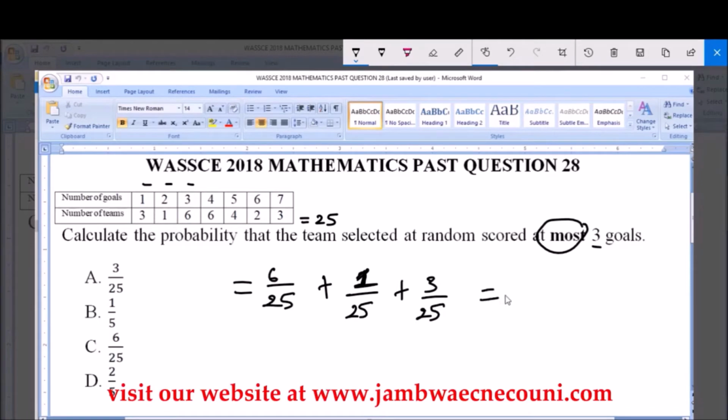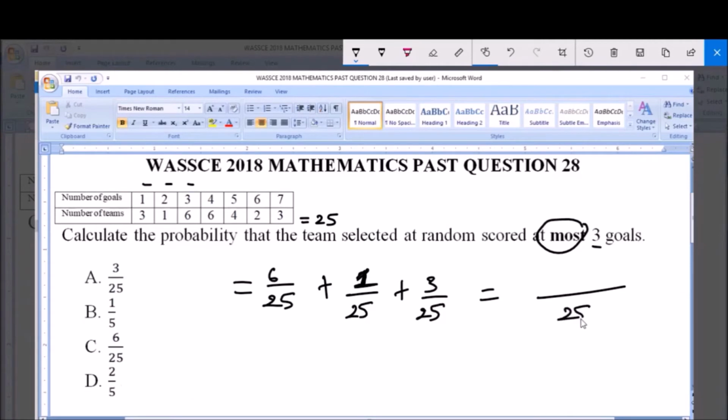Now this is equal to, since the denominator is the same, we have 25, 6 plus 1 plus 3, and this is equal to 10 all over 25. Now 5 here will give us 2, and 5 in 25 will give us 5, so this is equal to 2 over 5. So the probability that teams selected at random scored at most 3 goals is 2 over 5.